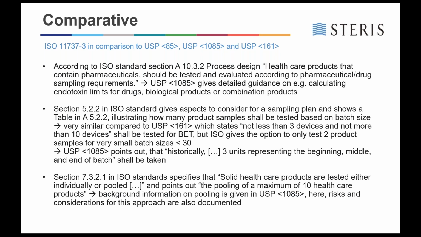And another guidance in the USP 1085 would be that the minimum amount of 3 devices or units that are tested for BET should represent historically the beginning, middle, and end of each batch.